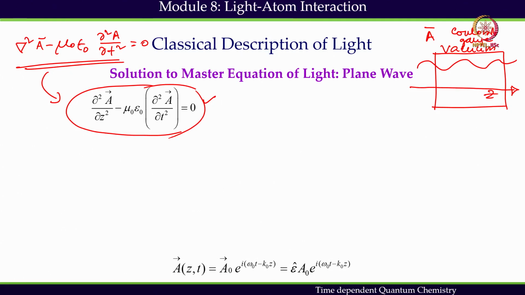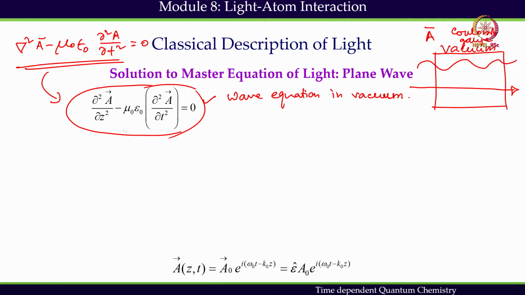This equation is a 1 dimensional equation in vacuum, and this is the wave equation basically. So, this is actually a wave equation in vacuum, in terms of vector potential, and the general solution to this equation is obtained using the variable separation method.